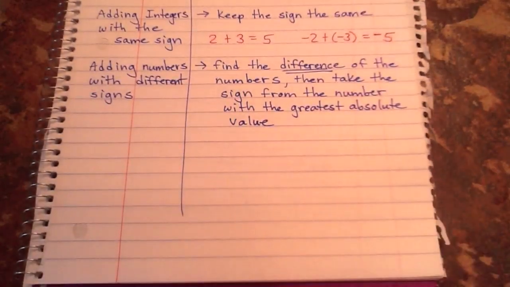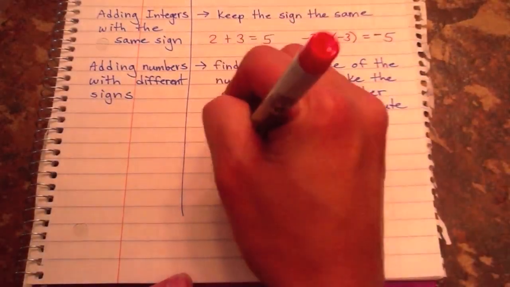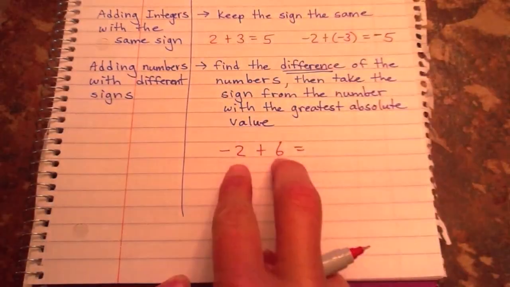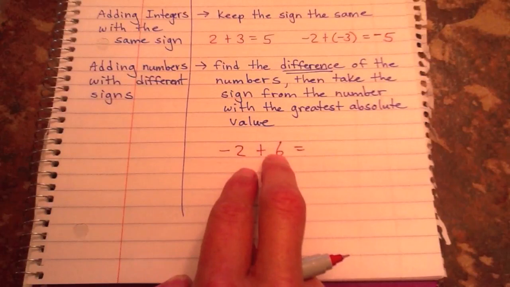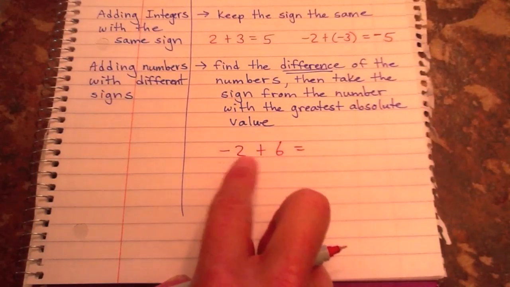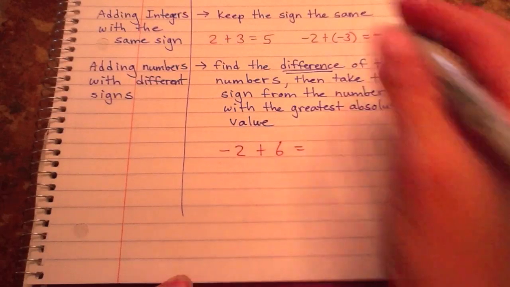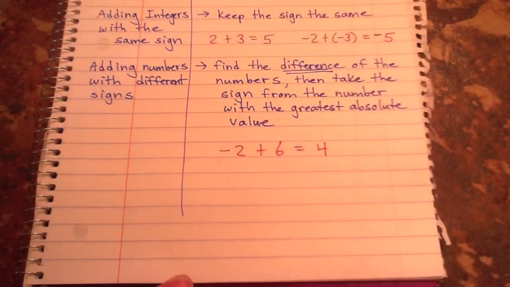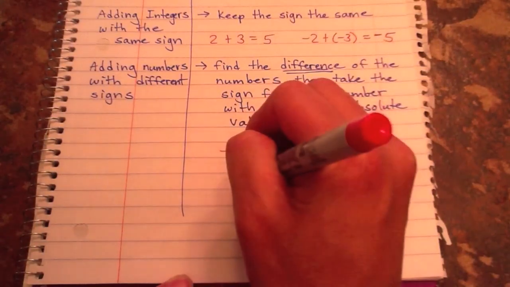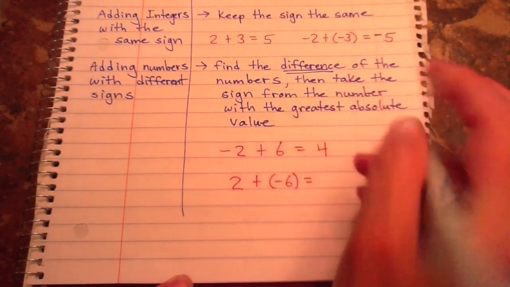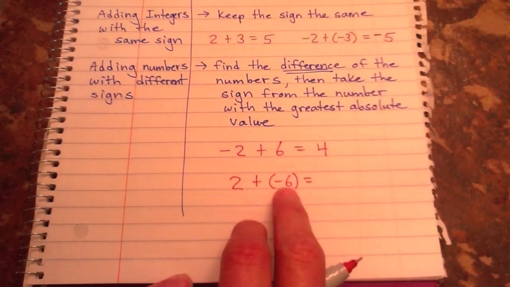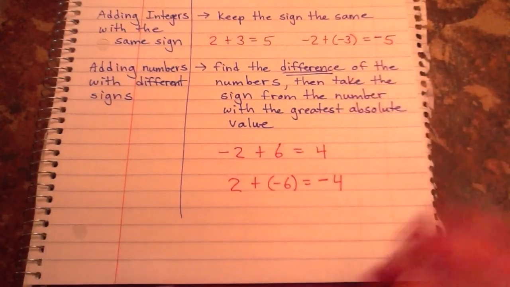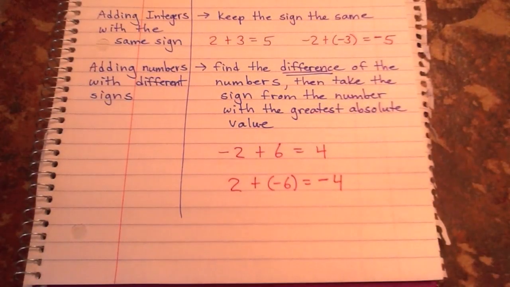So quick example of that. -2 plus 6. I have opposite signs and I'm adding. Difference between 6 and 2 is 4. 6 is the larger absolute value. This would be 2, that would be 6. So I take the positive sign, so my answer is positive 4. If I had 2 plus a -6, same thing. Difference between 2 and 6 is 4, but absolute value 6 was greater, so I bring the negative over with the 4. If you have questions about that, let me know when we work on it in class.